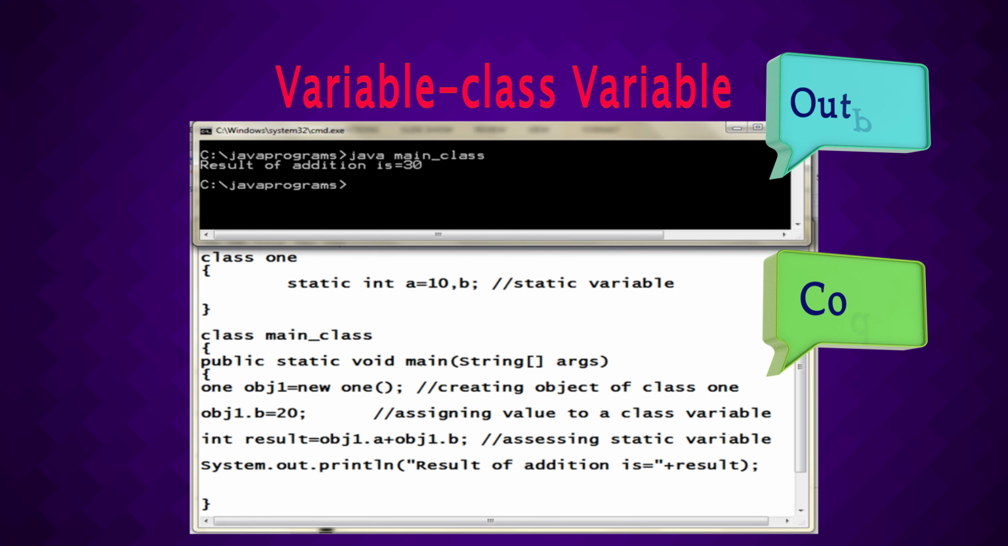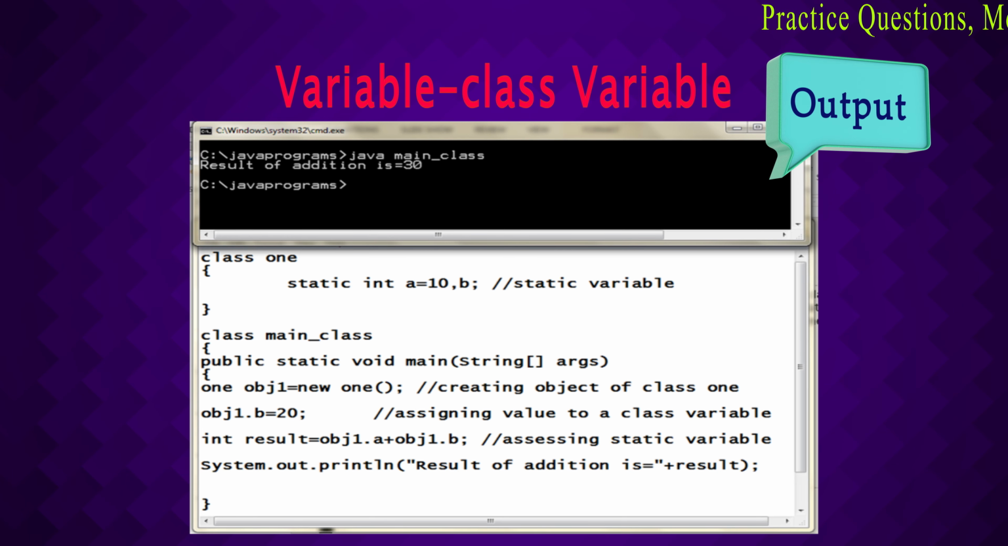We are having one variable, int a is equal to 10. We have assigned one value to a, then b. These are static variables, as I have mentioned over here. Then with the help of the object we can assign the value to b. This will work only if the variable is mentioned as static. Then only we can assign the value with the help of the object, like obj1.b is equal to 20. So this is the representation. In the result variable we are just adding the two values. So this will print the output.